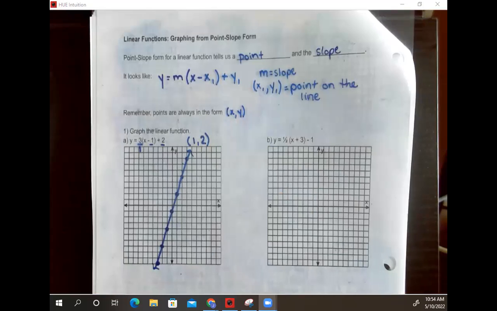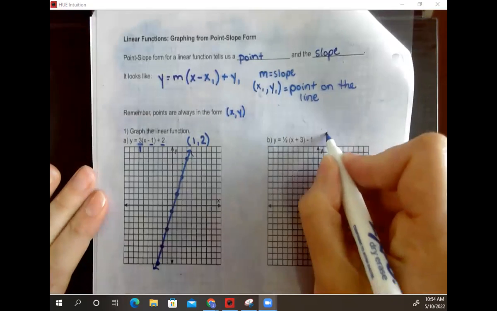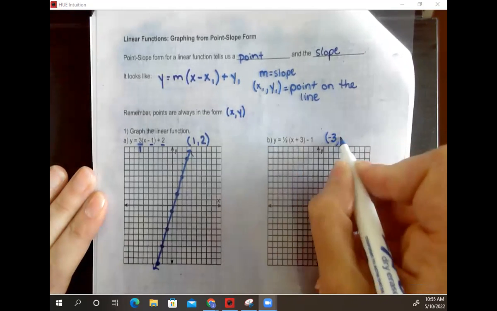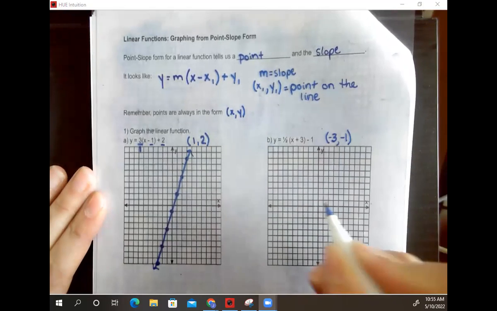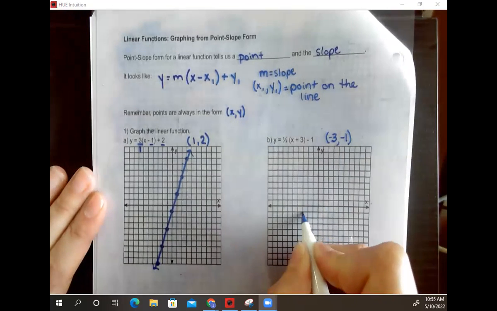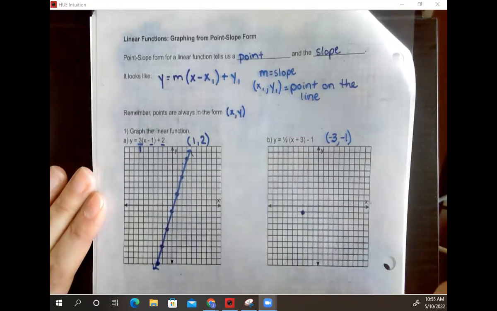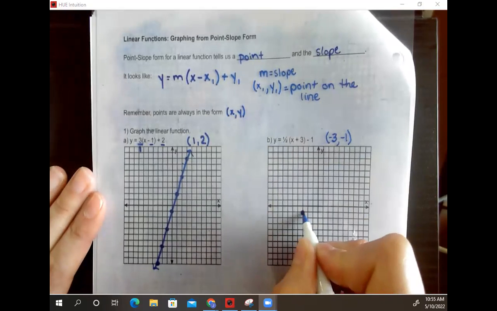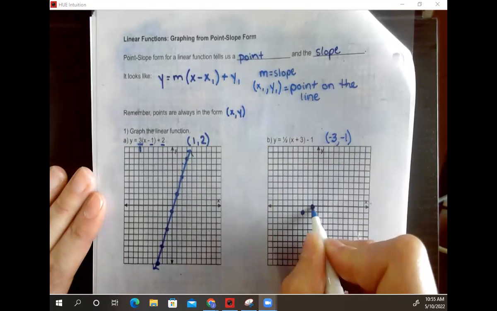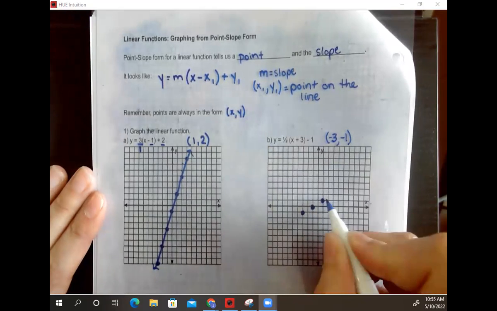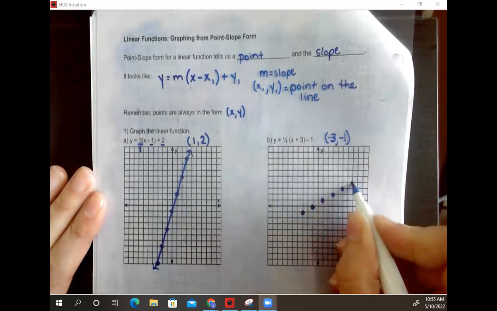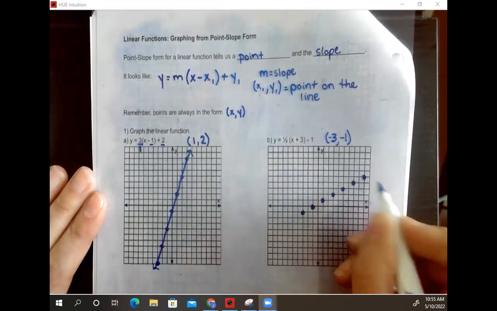For B, same idea. I'm going to start by identifying my point. This would be -3, comma, -1. I'm going to start by plotting that. 1, 2, 3, and then down 1. My slope this time is 1/2, so up 1, forward 2. From my point that I plotted, up 1, forward 2. Up 1, forward 2, and I keep going until I reach the edge of my coordinate plane.